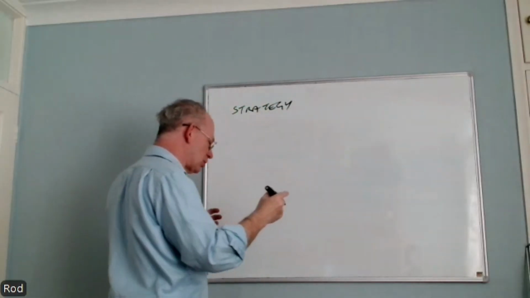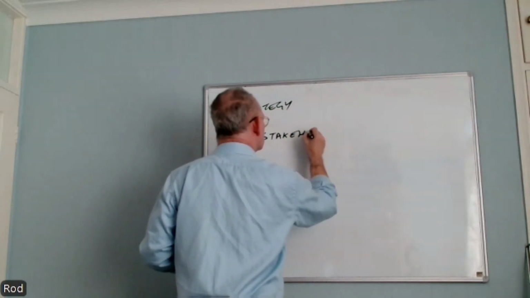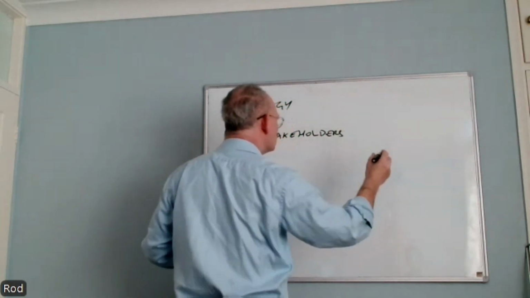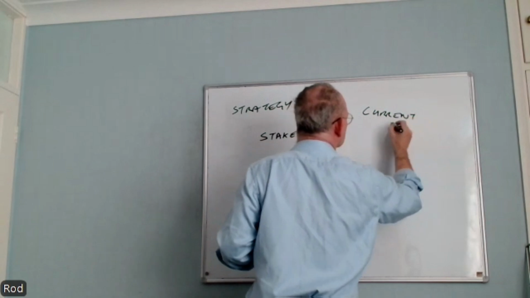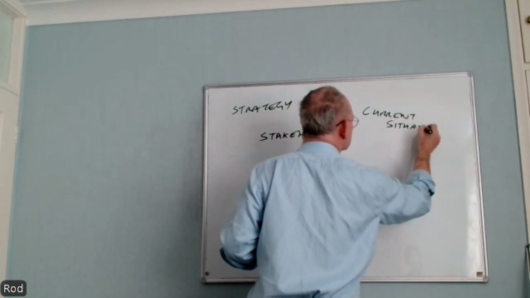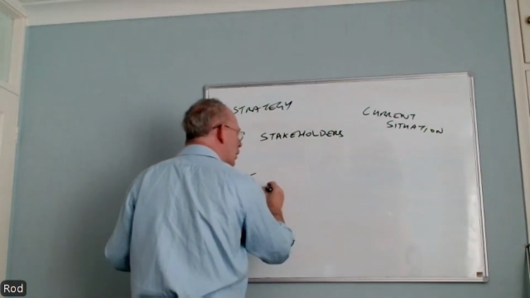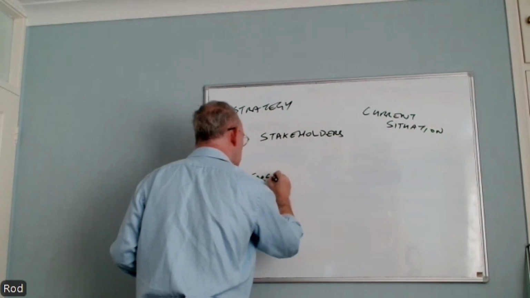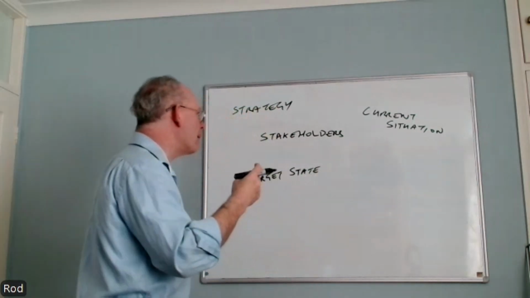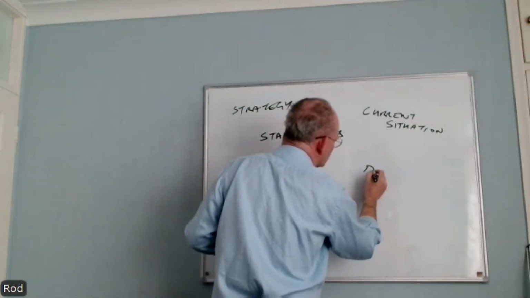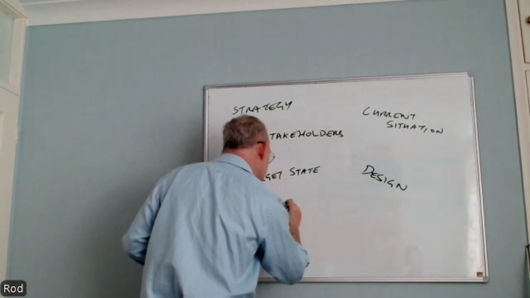how the business forms its strategy. There are the stakeholders. There's understanding the current situation. There is deciding on what the future situation should be, the target state. There are the design principles, coming up with new ideas. And there is the business case.